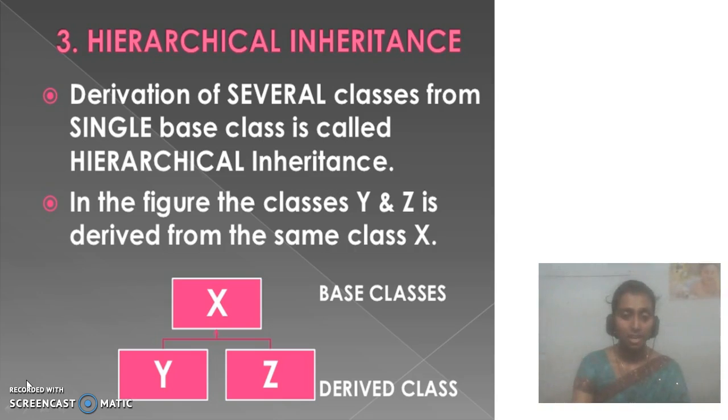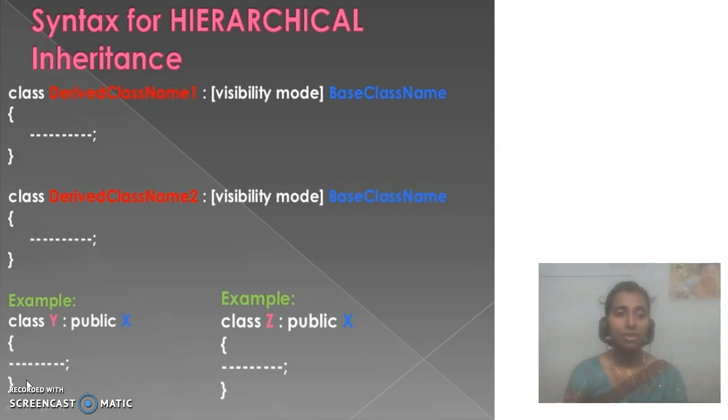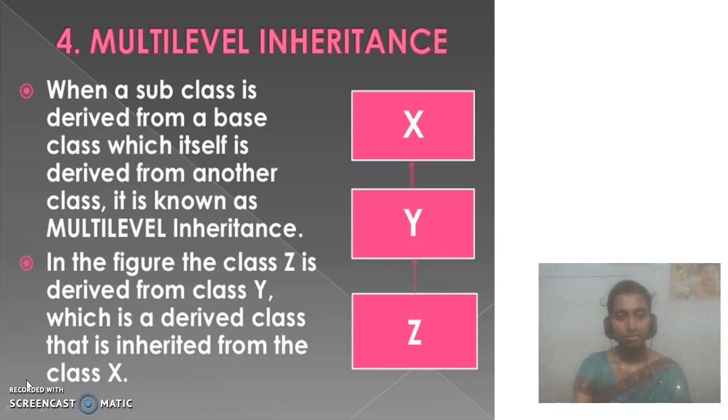Then next hierarchical. Hierarchical is converse to the multiple inheritance. So in hierarchical, we can derive more than one class from a single base class. In figure, Y and Z are the derived classes which are derived from the base class X. Syntax. Derived class name 1, colon, base class. Derived class 2, colon, base class. The same base class. Here Y and Z are derived from the class X.